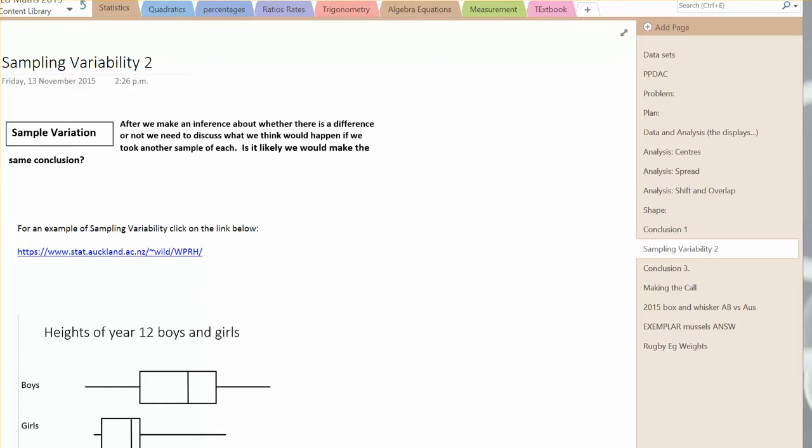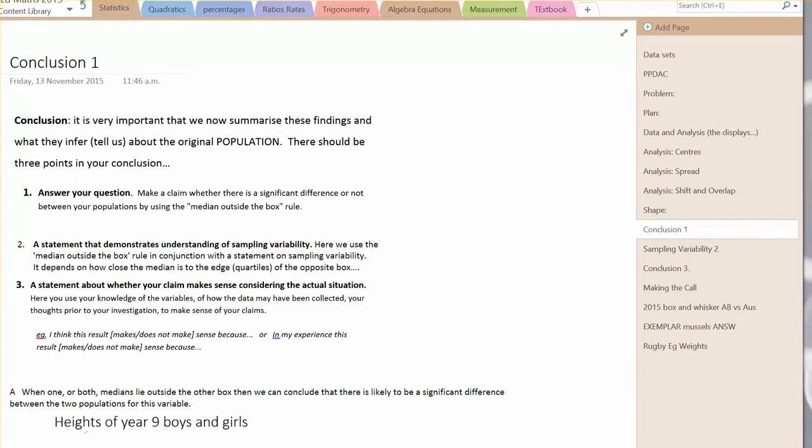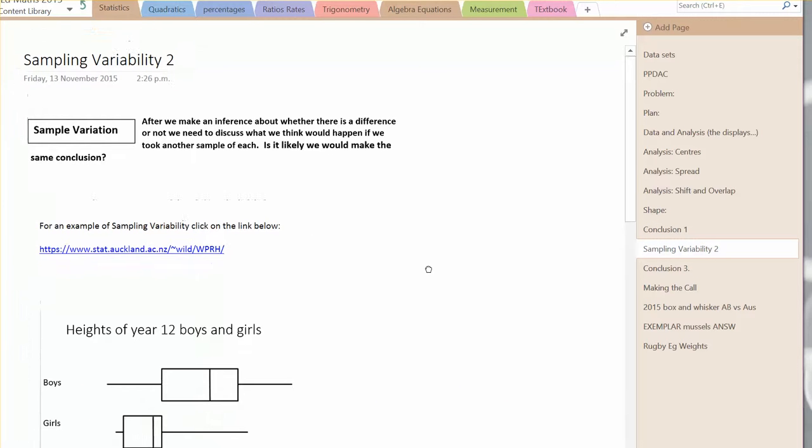Right, so working our way through the conclusion, if you go back to this page here, you remember there are 3 paragraphs. So the second paragraph, we need a statement that demonstrates understanding of sampling variability. Here we use the median outside the box rule again, in conjunction with a statement on sampling variability. Depends on how close the median is to the edge quartiles of the opposite box. So the different situations are given here.